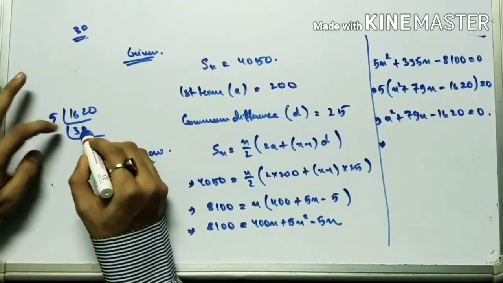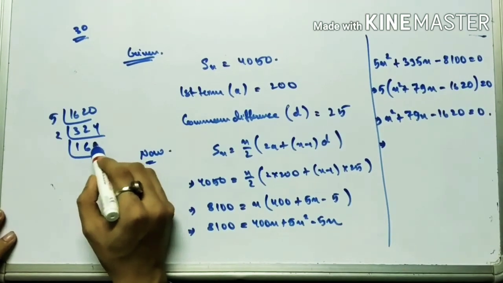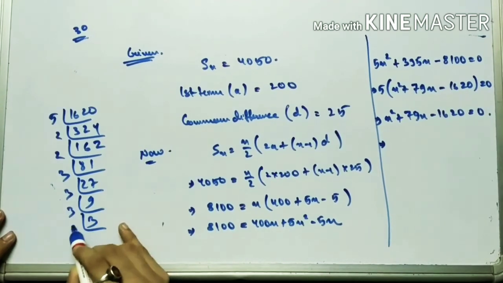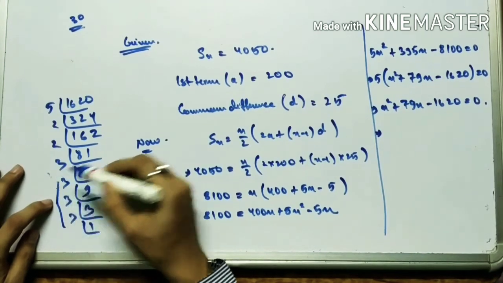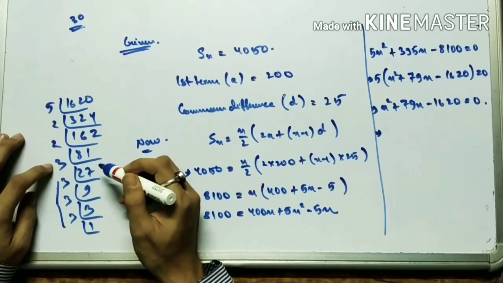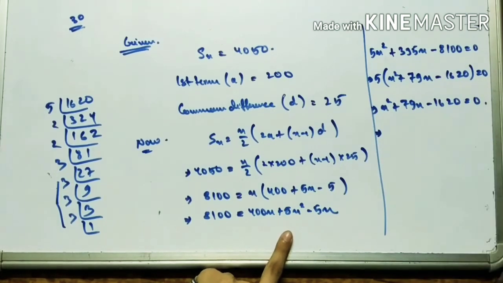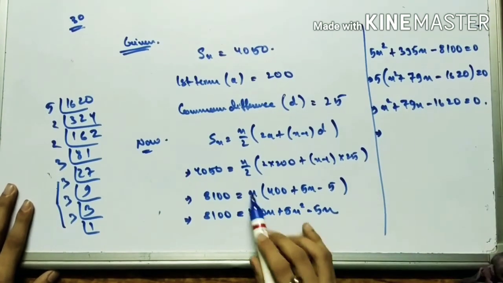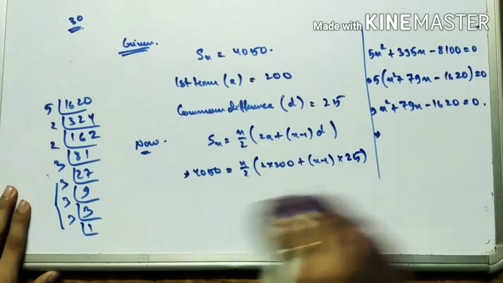5 3s are 15, 5 2s are 10, 5 4s are 20, 2 1s are 2, 2 6s are 12, 2 2s are 4, 2 2 81, 3 27, 3 9, 3 3 3, 1. Yes, so 3 3s are 9, 9 3s are 27, and next one. Have I made a mistake somewhere? Oh sorry, I have made a mistake here. This was 25. Okay, this was 25. I have made a mistake here.